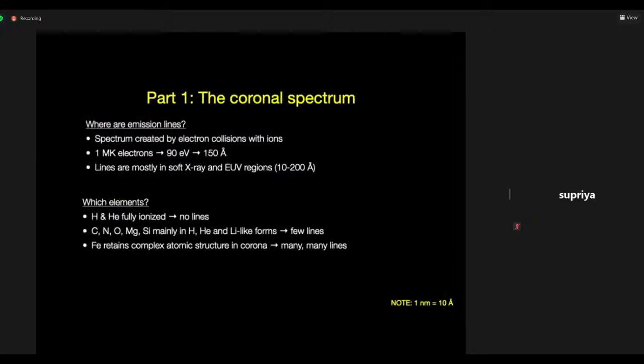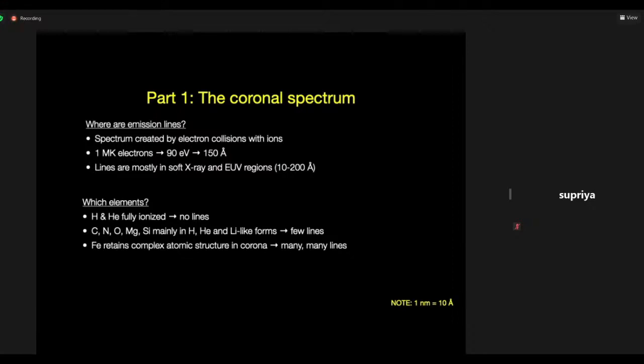For the first part of my talk, I'll cover some basic facts about the spectrum from the corona. The spectrum is produced following collisions of ions with electrons at about 1 million degrees. The thermal energy of the electrons converts to a wavelength of around 150 angstroms, and so we expect the emission lines to be found at extreme ultraviolet and soft X-ray wavelengths.